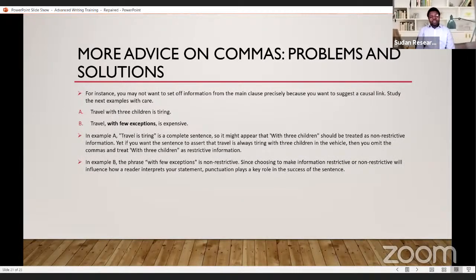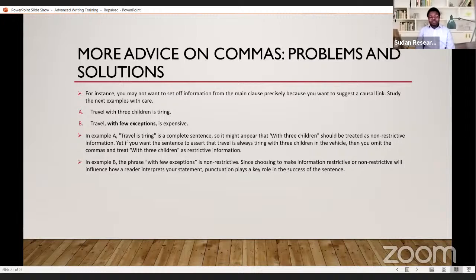For instance, you may not want to set off information from the main clause precisely because you want to suggest a causal link. You can study the following example as well: travel with 3 children is tiring. So you can omit the commas here, or you can use them as well. You can put the commas before with and after children. So, travel with 3 children is tiring. And in the second one: travel, with a few exceptions, is expensive.